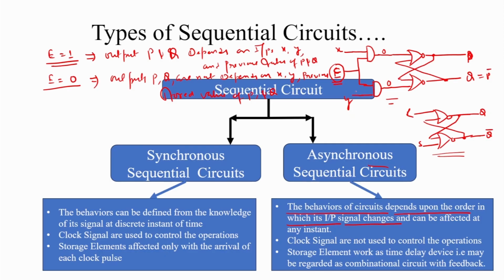In this case the change is also reflected, but this depends on the value of E. When E is equal to 1, this depends on the values of x, y, and when anyone accidentally changes the values of x, y, then the change is reflected. Whenever E is equal to 0, the change is not reflected and it is not even functional, because whatever the values of x, y and previous states p, q, the output is the same, that is 1. So, the behavior of an asynchronous sequential circuit depends upon the order in which its input signals change and can be affected at any instant of time.